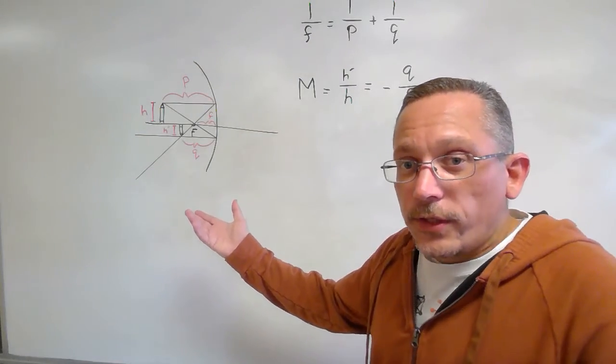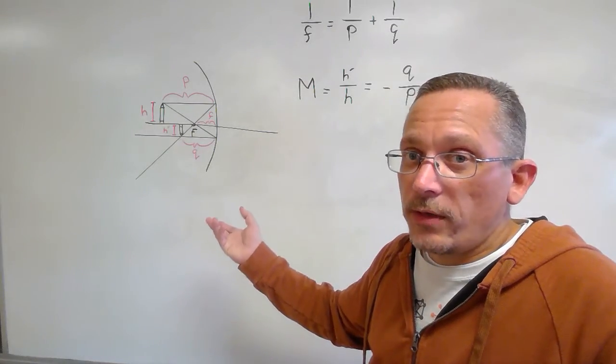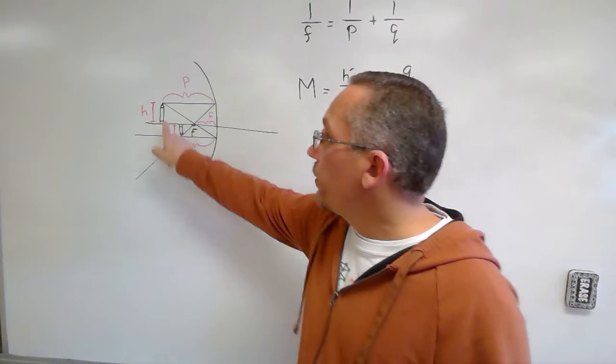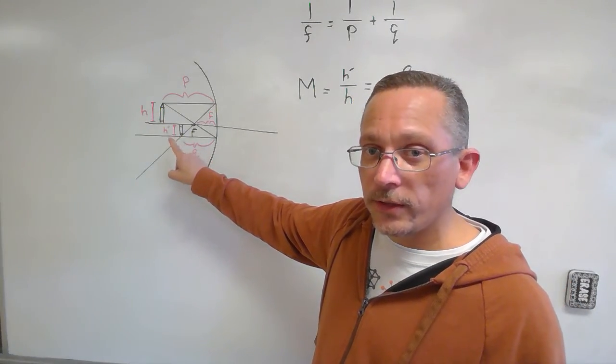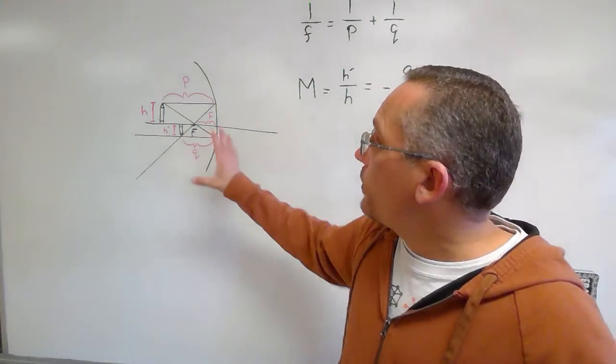Okay, here I have drawn another ray diagram where the image comes out not in exactly the same place as the object. You can see here is my pencil, and here is its image. It's much smaller, it's upside down, it's closer to the mirror, right? And I've labeled some parts here.